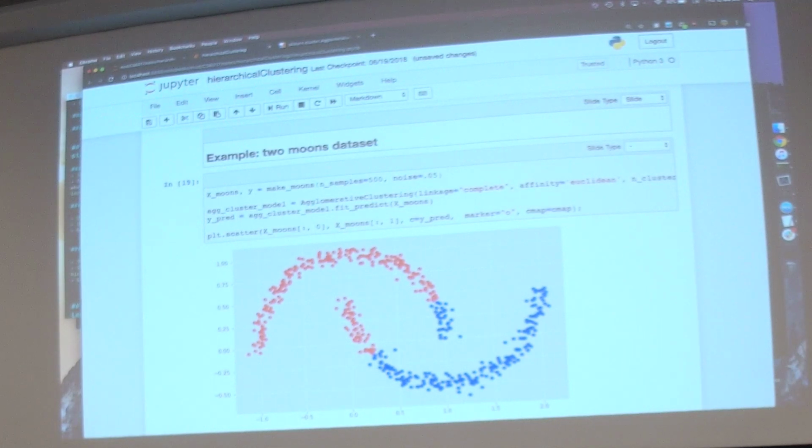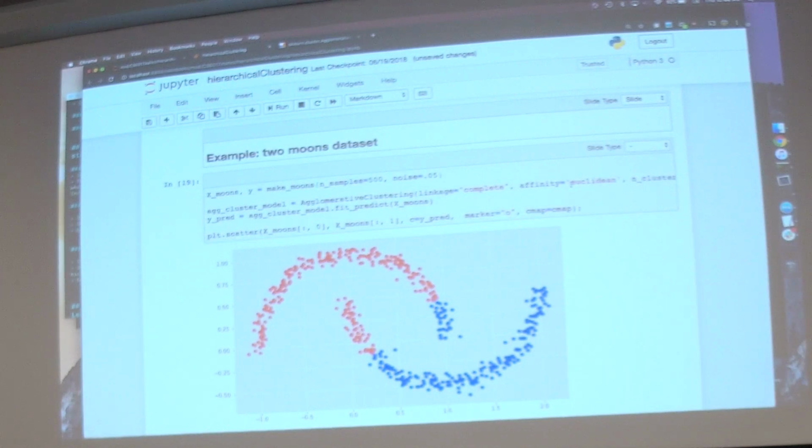it's hard for us to separate the two clusters. And by default, we're using the complete linkage, so we're looking at the farthest pair of points when we want to merge clusters, and just Euclidean distance.